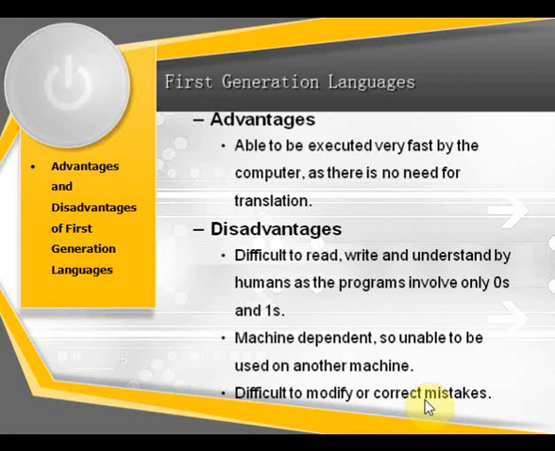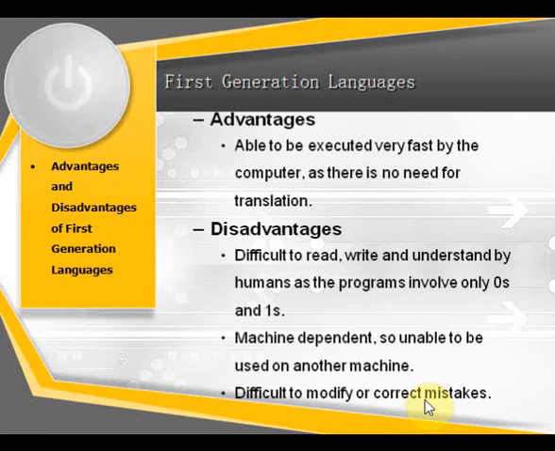Now, the first disadvantage of first generation language is that it is very difficult to read, write, and understand. As I have said before, the reason for this is because programs written in first generation languages are done in zeros and ones. First generation languages also tend to be machine dependent, and all this is saying is that if you write a program using machine language on one type of computer and take that same program and try to run it on another type of computer, it won't run. No, it won't run at all. The reason for that is because first generation languages tend to be machine dependent.